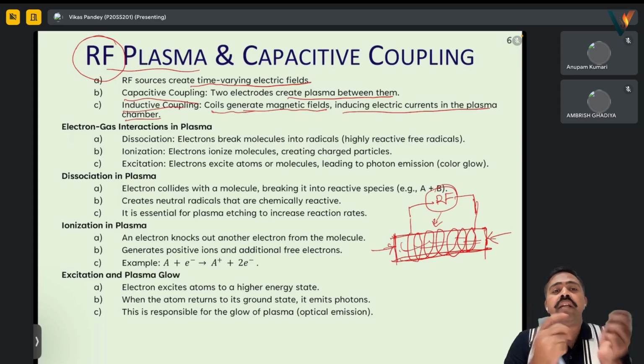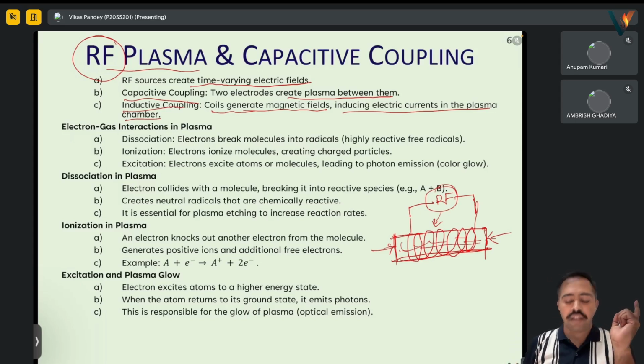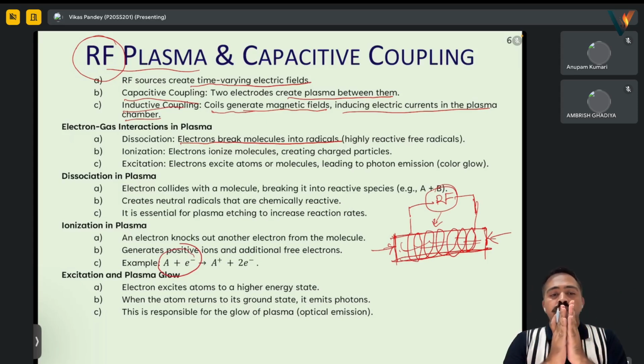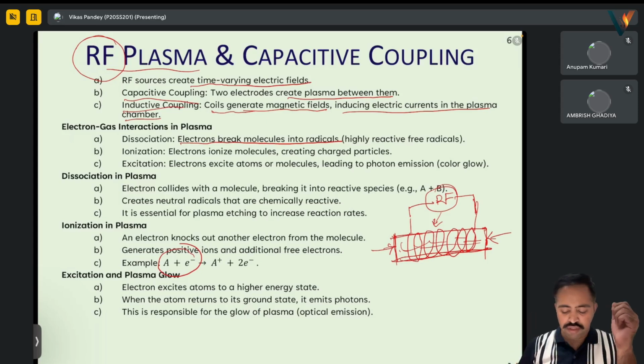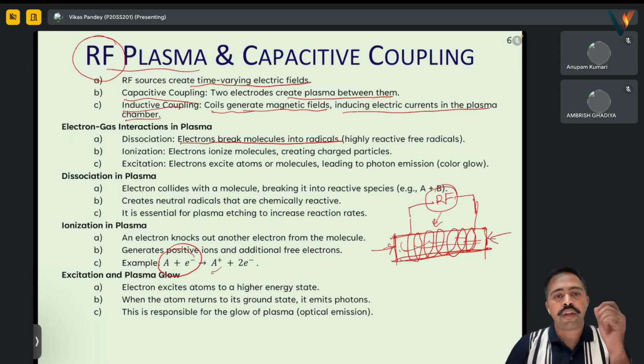So what are the interactions that happen in the plasma? The first is dissociation. Electrons break molecules into radicals. Say, as an example, a species A. When an electron goes there, it will break it into radicals, say A positive, and it will release some electron along with that.